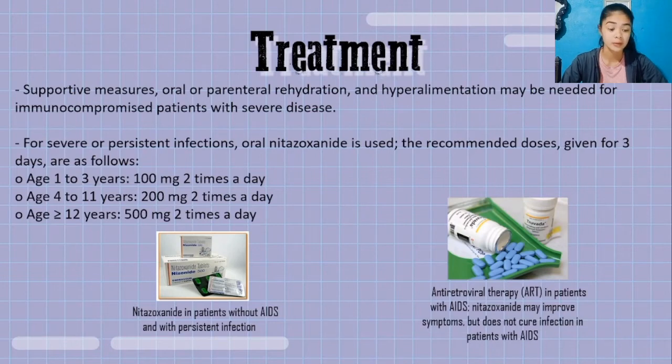So, in the age of 1 to 3, 100 milligrams 2 times a day. In the age of 4 to 11 years old, 200 milligrams 2 times a day. In the age of 12 years old and above, 500 milligrams 2 times a day.